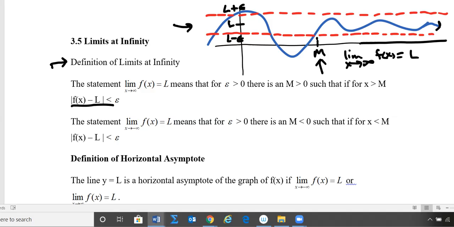If we make M greater and greater, we can shrink that, and epsilon can be shrunk down. As long as we make M big enough, we can make this happen for any epsilon chosen. We can get this curve to be trapped inside here. That's essentially what it's saying. And the same thing happens for negative infinity if you're going in that direction. So that's the idea behind the definition.